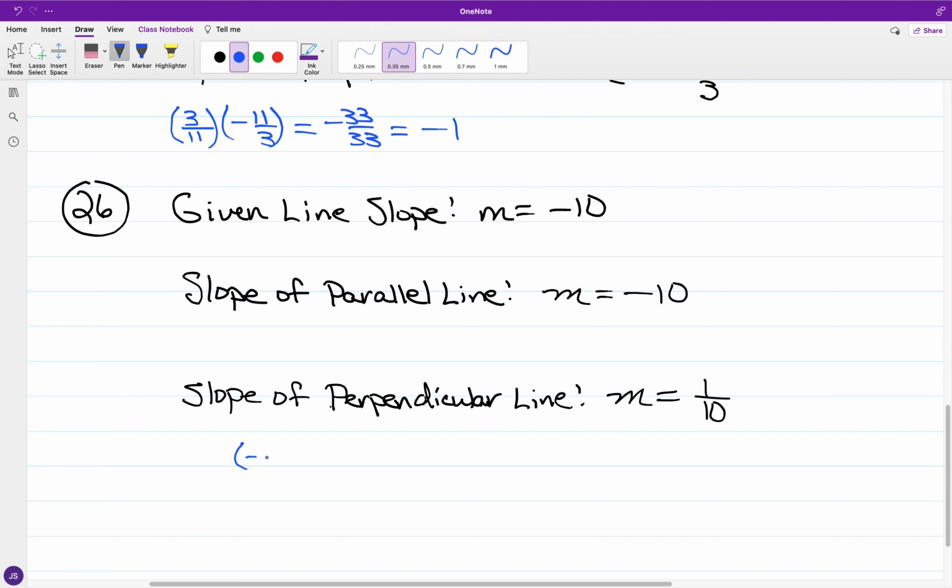And again, the product of the slopes of perpendicular lines will be negative 1. So you have negative 10 times 1/10. Negative 10 times 1 is negative 10, divided by 10. And so again, the product of the slopes is negative 1.